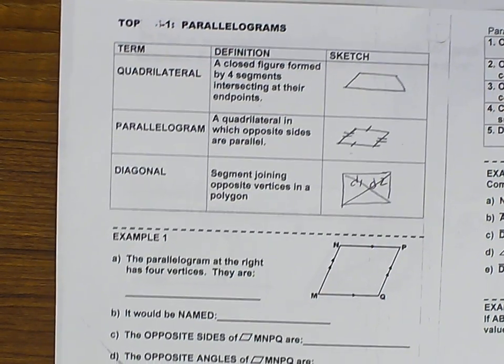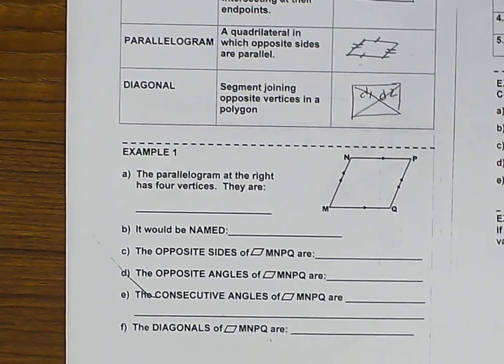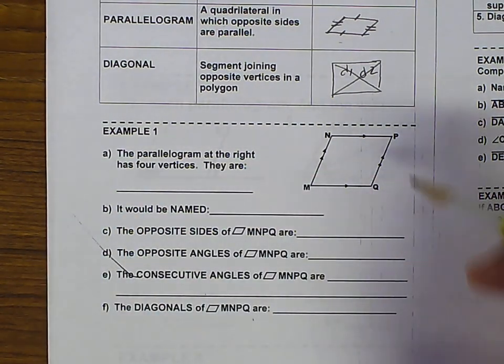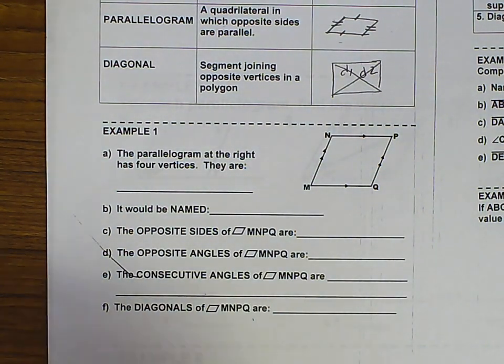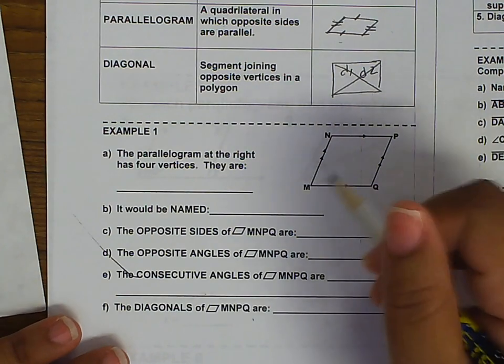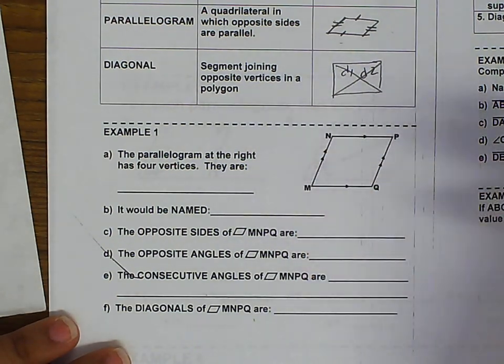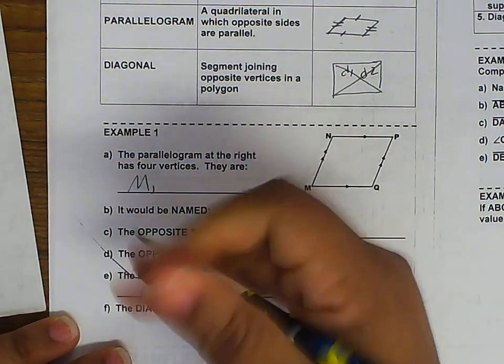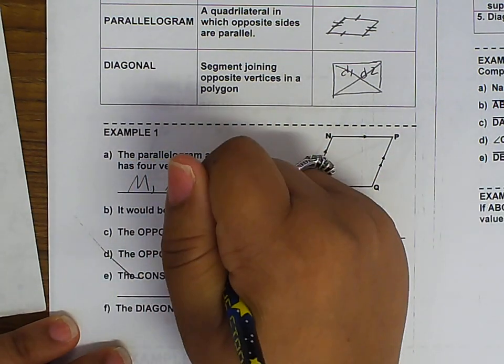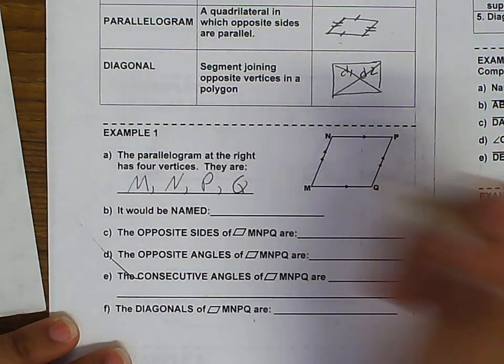Okay, so let's go ahead and just look at this first example. Again, if you do not have a printer, you do need to write this all out. Make sure you include the picture. All right, example 1. The parallelogram at the right has 4 vertices. They are, so these are the vertices, M, N, P, Q. Just put a comma in between them. You can put them in any order, it doesn't matter, because you're not naming it, you're just writing the vertices.